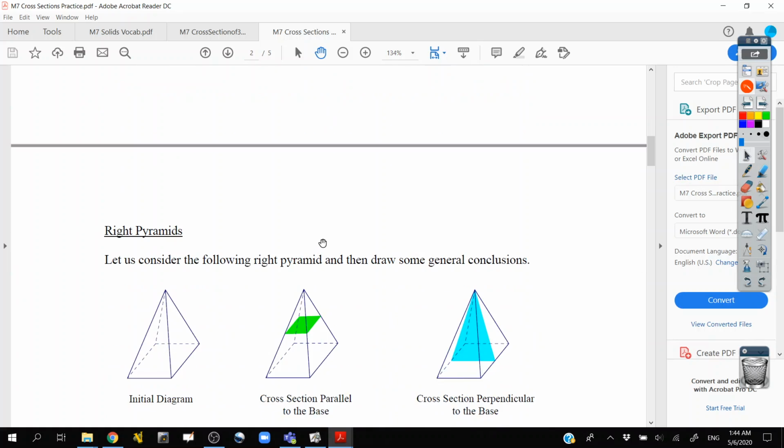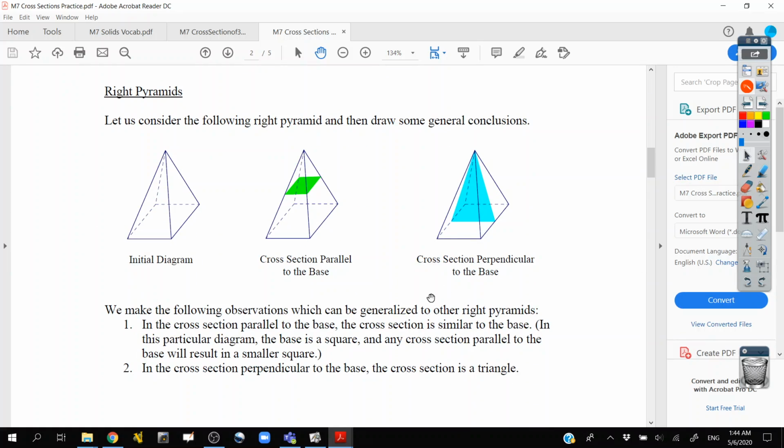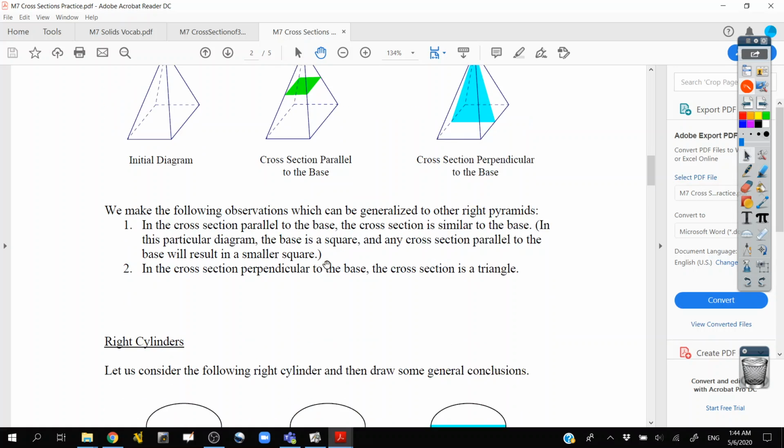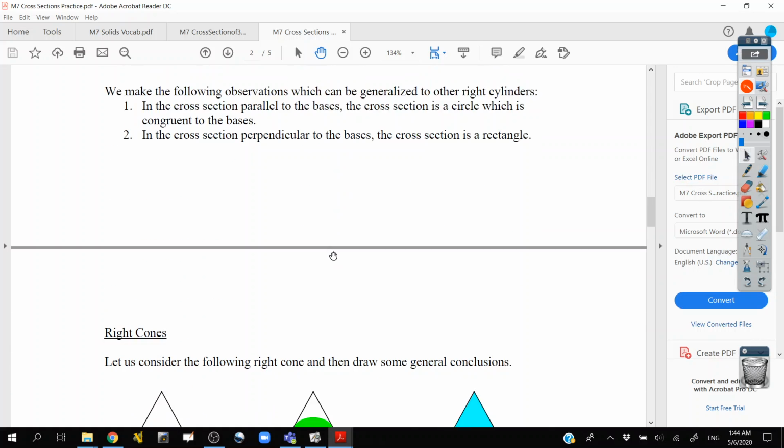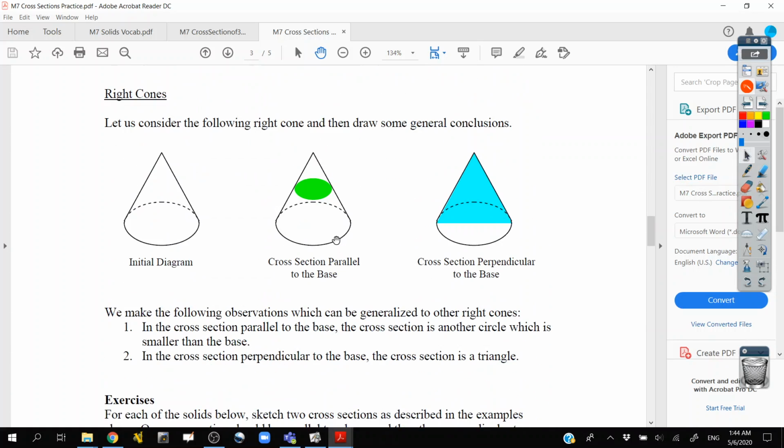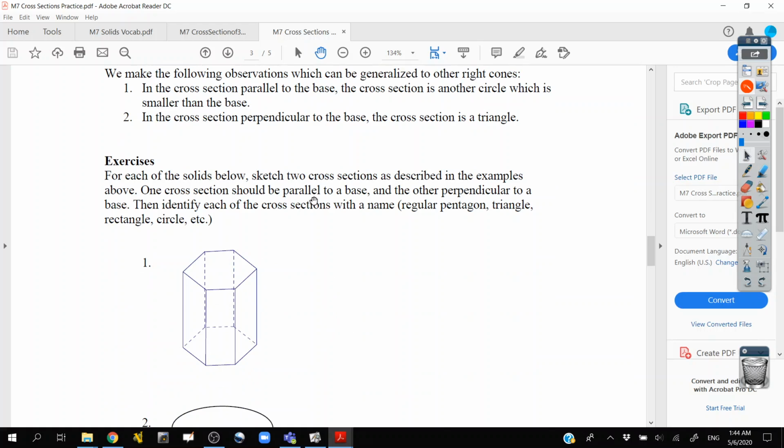But then we have other types of things. We have right pyramids, and we have other things that happen. Again, one single base, parallel to the base, perpendicular to the base. Great. Right cylinders have different types of cross sections, and I'd note here we've only talked about parallel and perpendicular cross sections, but we can do other cross sections as well. And then there's cones. These exercises we'll get to later.